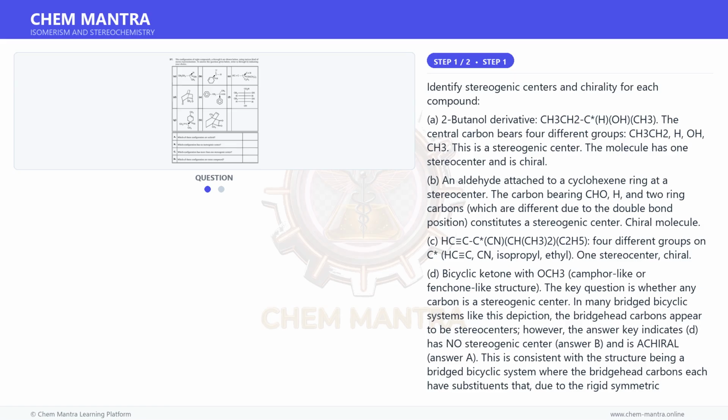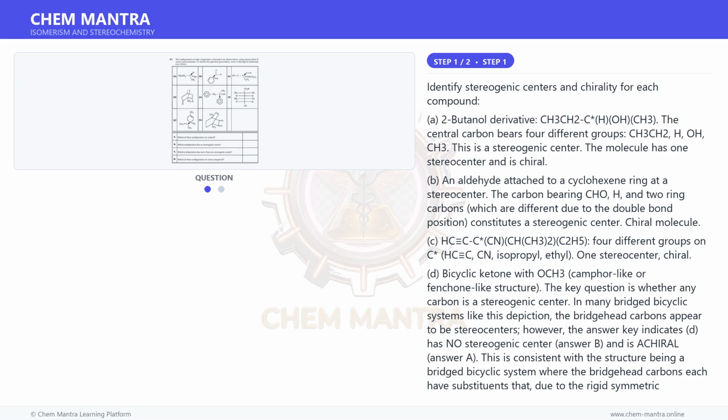A. 2-butanol derivative. CH3CH2C*(H)(CH3). The central carbon bears 4 different groups: CH3CH2, H, CH3. This is a stereogenic center. The molecule has one stereocenter and is chiral.